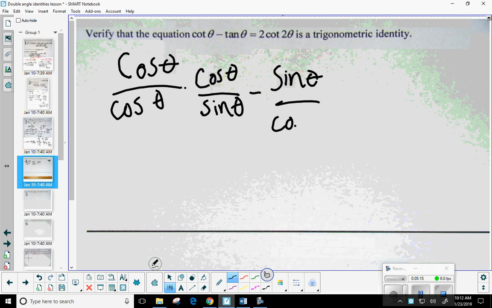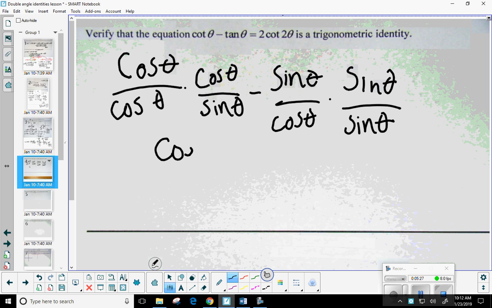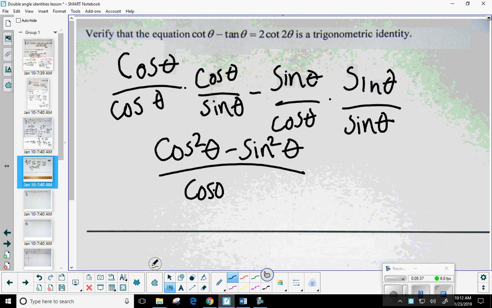Okay, so she's converting cotangent and tangent to sine and cosine and getting a common denominator, okay, which would be a product of sine and cosine over cosine sine. Okay, now remember our goal is to get to 2 cotangent of 2 theta. Okay, so where can we go from here? Can I move it down? Sure.